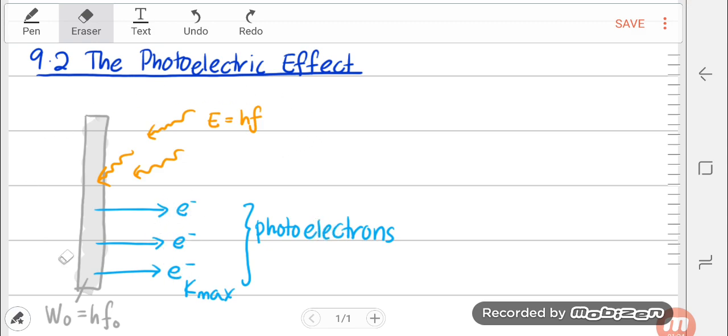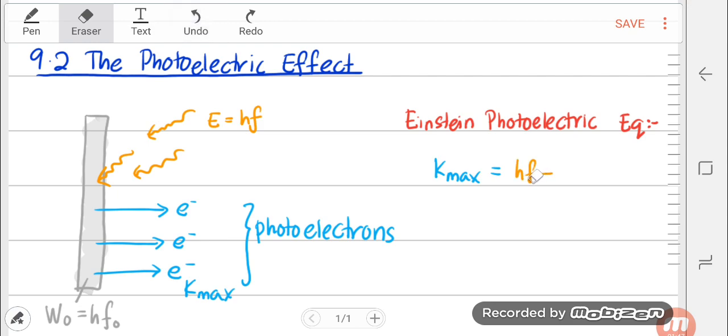So what is the equation showing this whole process? We start with Einstein's photoelectric equation. K max, which comes from the free electron or the ejected electron, equals hf given by the photon minus the work function of this particular metal.